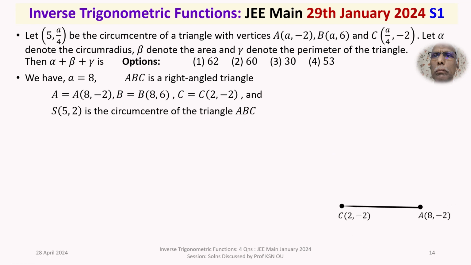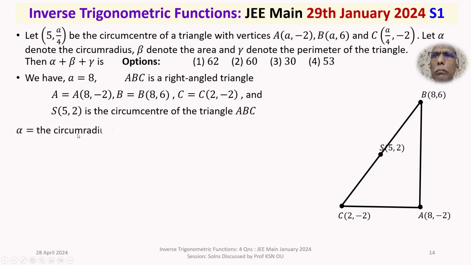Agreed. That is the diagram that is plotted. That is the circumcenter. So what do we want? Alpha first. What is alpha? Alpha is the circumradius. What will be the circumradius? Circumradius will be BS. So what will be BS? Now the distance formula you apply, and this is under the square root of (5 minus 8) whole square plus (2 minus 6) whole square, that is 3 square plus 4 square, that is 25. Under the square root of 25 is 5. So alpha is 5. Agreed.